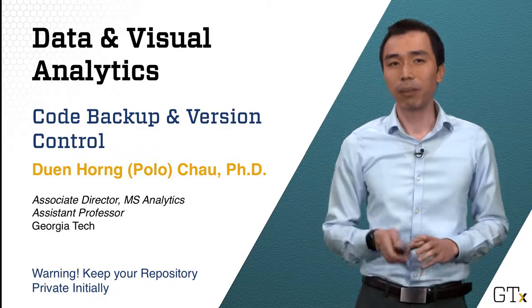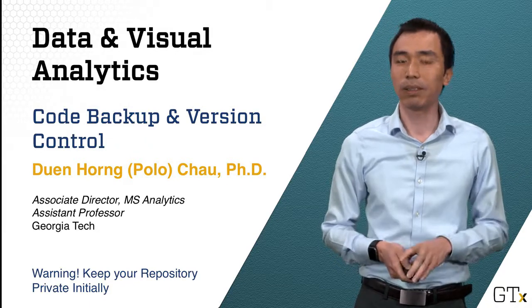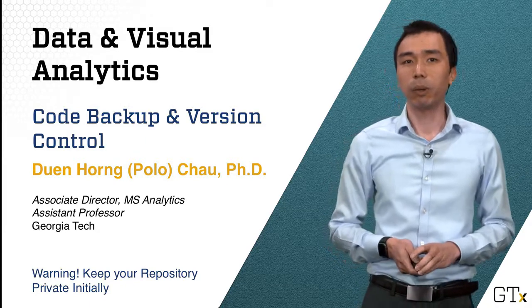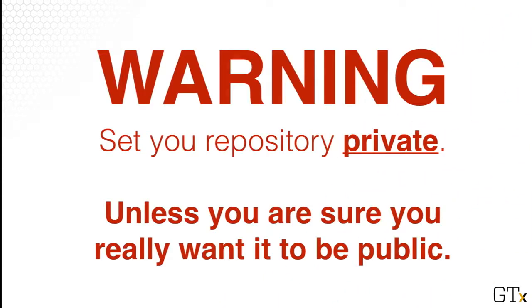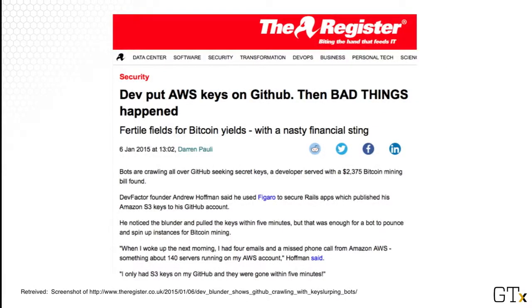I want to point out something really important, and that's also the focus of this video: you want to keep your repository, at least initially, private, unless you're really, really sure that you want to make it public. So you may ask why. The main reason is that if you make it public, then everything is on the internet. That means people Google for your repository, or maybe just browse, and they can see your repository.